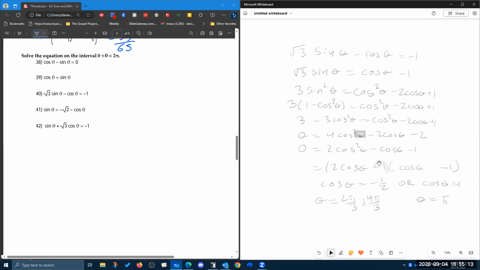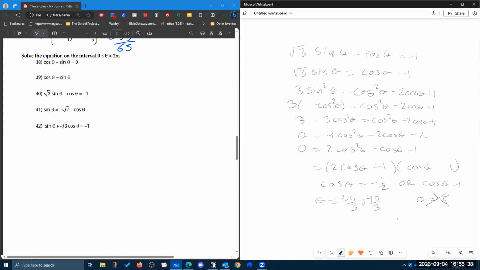So let's check my answers here and see what works. Let's check pi first because it's pretty easy. Sine of pi is 0. Cosine of pi is -1, and 0 minus -1 is 1, not -1, so that doesn't work.